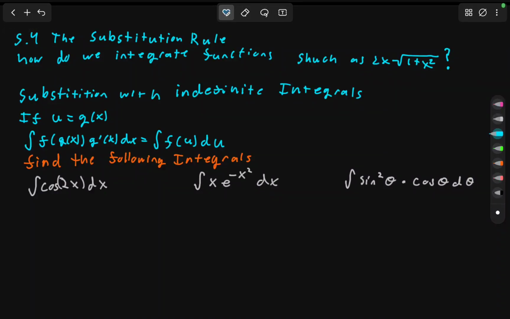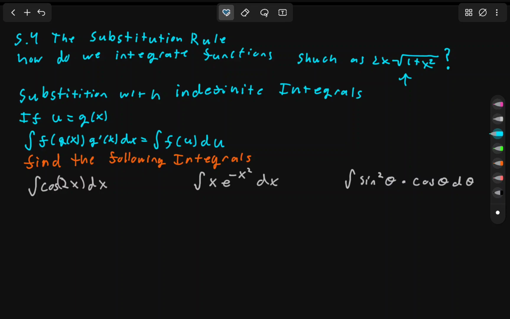Hello and welcome, and today's video is all about substitution, which is honestly my favorite way of evaluating integrals. So, I think the most important question to ask is how would we integrate a function such as 2x square root of 1 plus x squared? Well, the issue is we don't really have a way of simplifying this function to make it integrable.